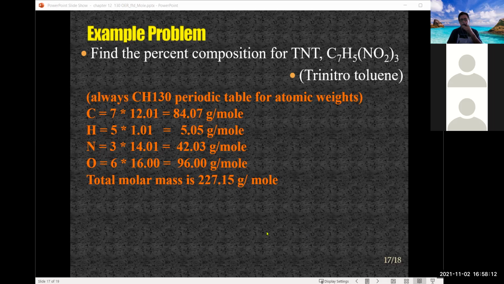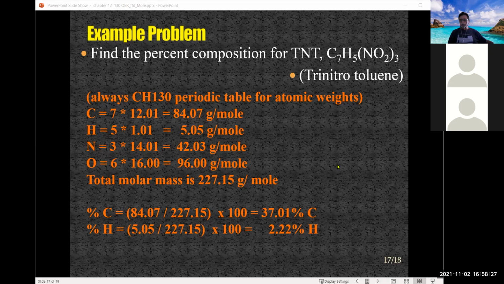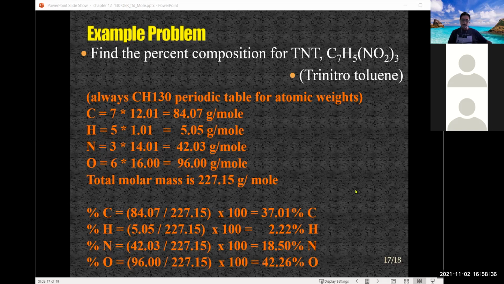Now, having the individual amounts and the total molar mass, we can figure out the composition. Carbon represents 37.01%. Hydrogen is 2.22%. Nitrogen, 42 over the total molar mass gives you 18.50%. And then finally, oxygen gives you a total of 42.6% oxygen. All that should tally up to 100%.